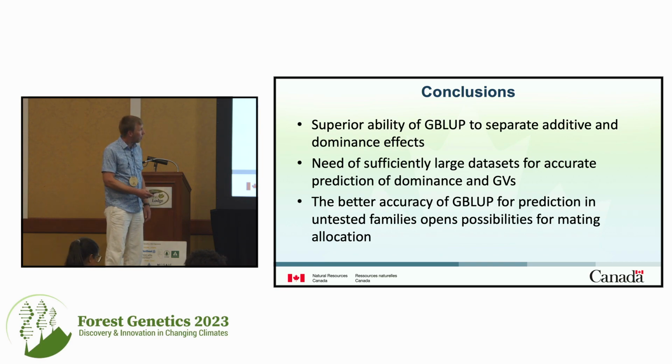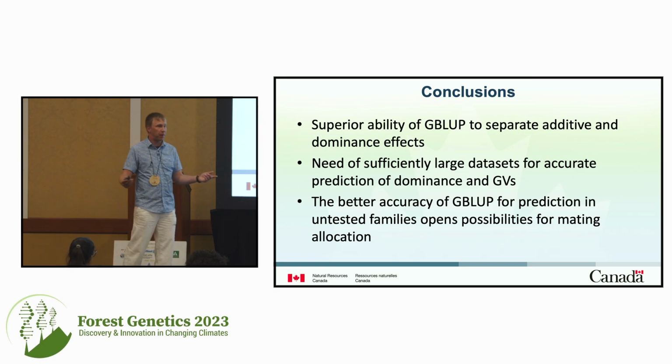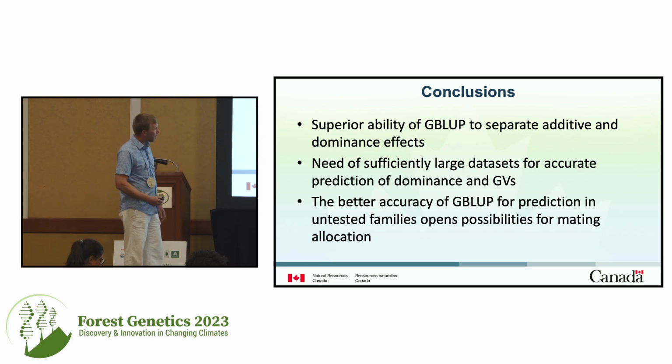And the better accuracy of GBlob for prediction in untested families also opens up a possibility for mating allocations. This is something that we can't really do with pedigree-based selection because we are relying on mid-parent value, basically. So this is a really nice application, in my opinion.